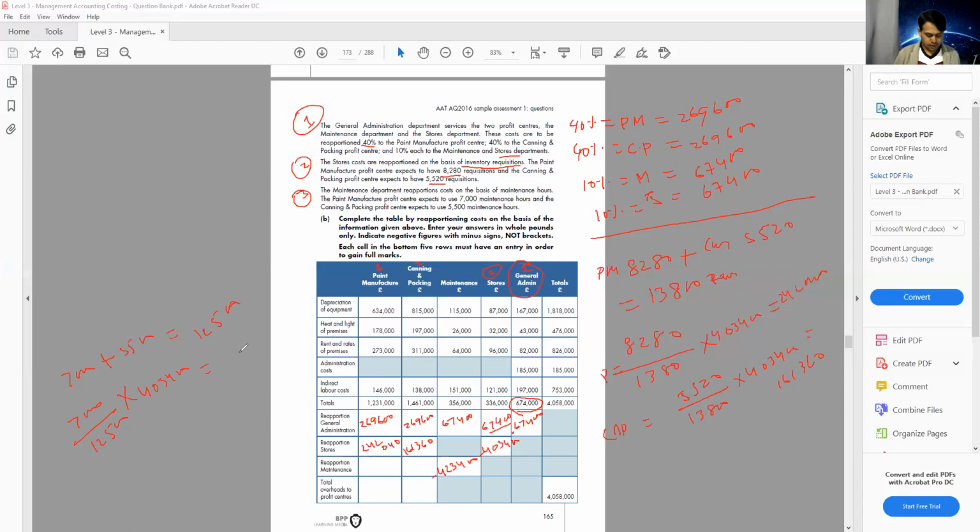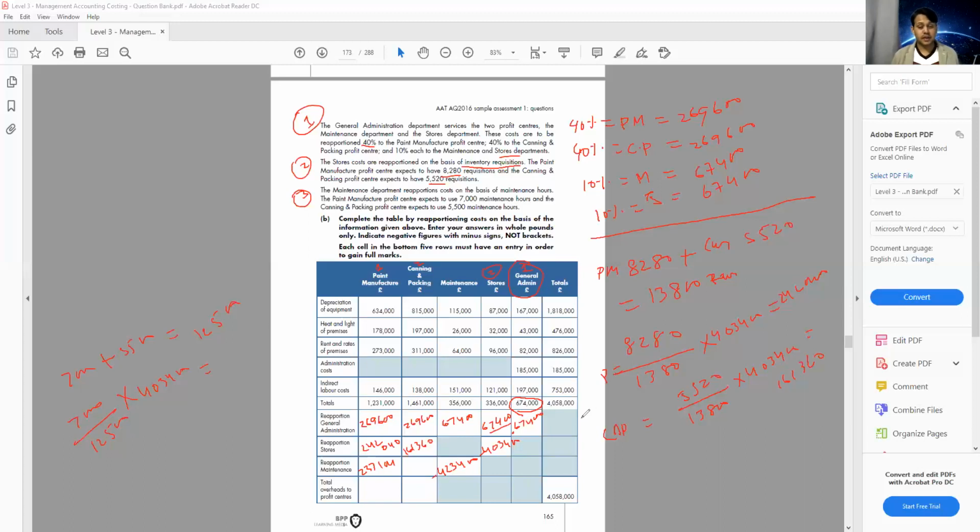7,000 divided by 12,500 times 423,400. Yes, that is 237,104.